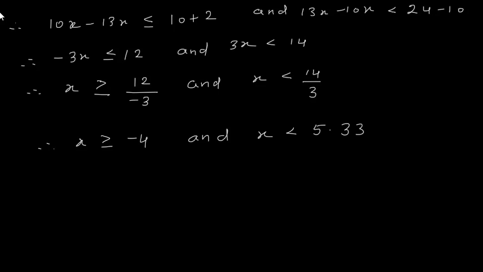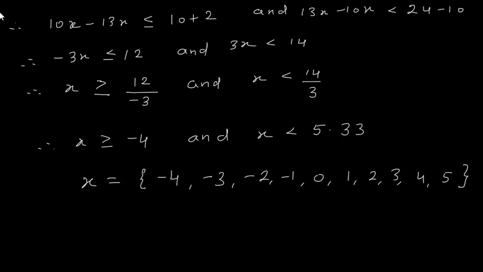Now x belongs to integer, therefore I will say that x is equal to, now for integer, for natural number we use this curly bracket, and it will be from -4, -4 is included, then we have -3, -2, -1, 0, 1, 2, 3, 4 and 5. Less than 5.33, 5 is the last integer.